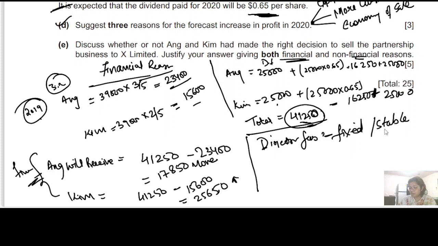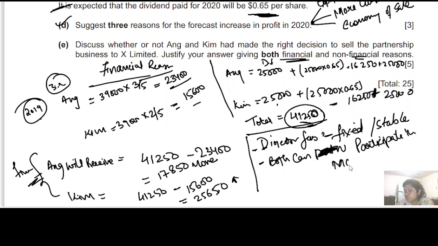Another thing is they both can participate in managerial decisions, because they are directors now. So yes, they have to join the business. The decision is right.